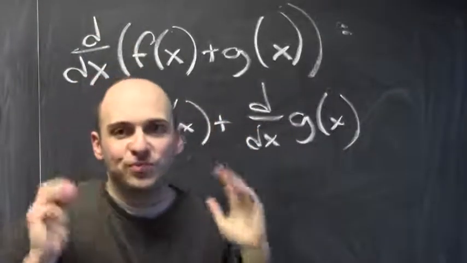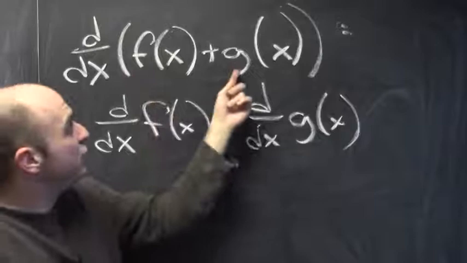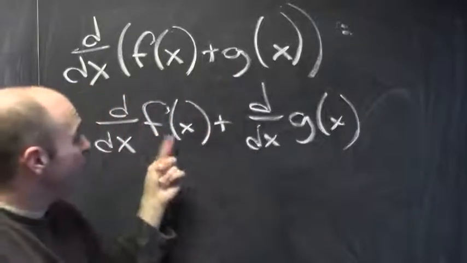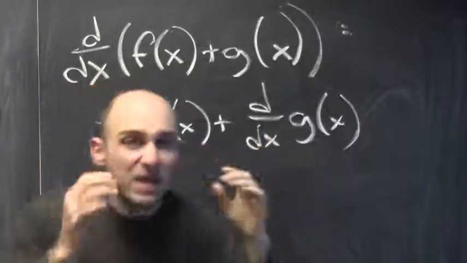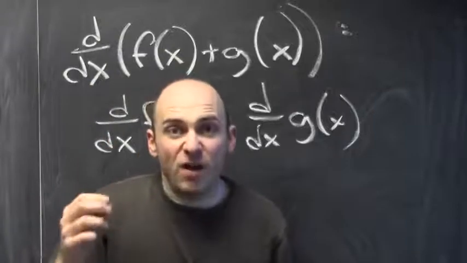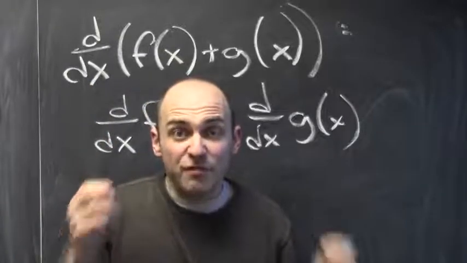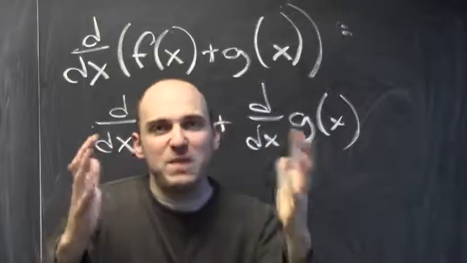Here's the rule for derivatives. The derivative of f plus g is the derivative of f plus the derivative of g. In short, the derivative of the sum is the sum of the derivatives. Why does this make sense?